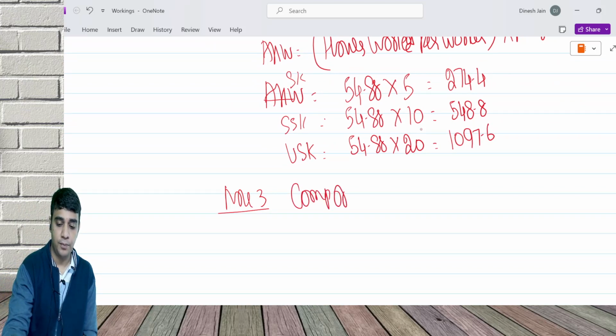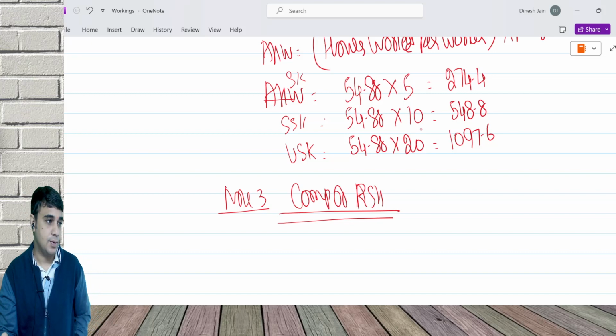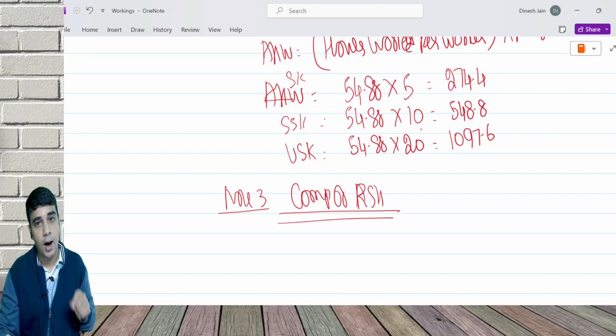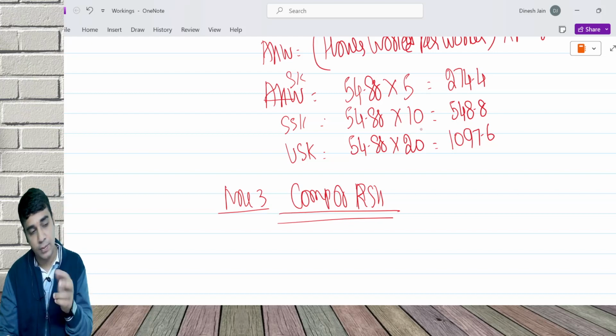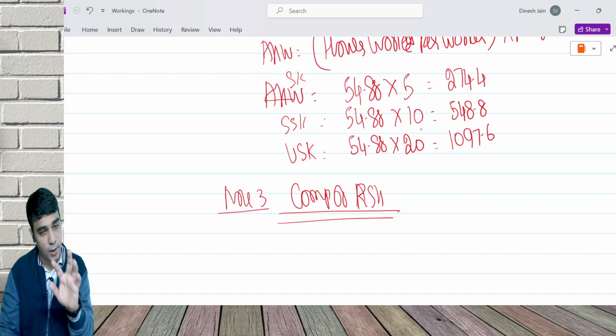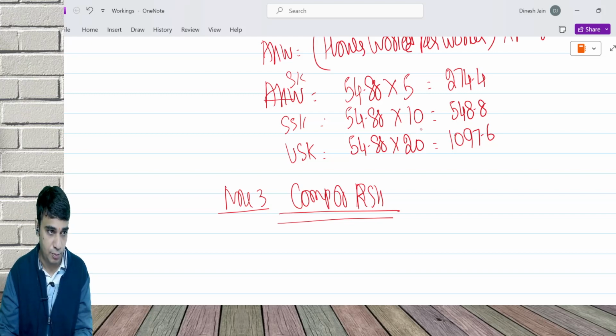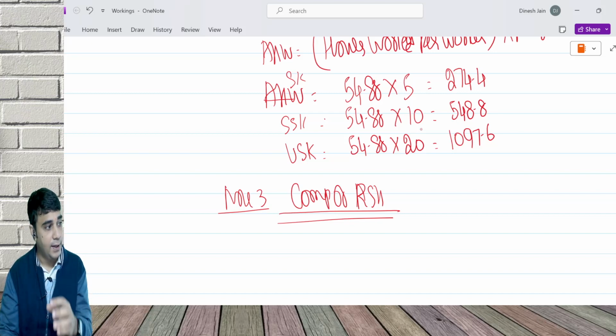Computation of RSH. Listen, RSH is the total of what? AHW in standard mix. In this question, this step is of no use. So I'll do it because the planned mix is 5, 10 and 20. The actual mix is also 5, 10 and 20. So there will not be any difference between RSH and AHW, because the plan is 5, 10 and 20, and actual is also 5, 10 and 20.